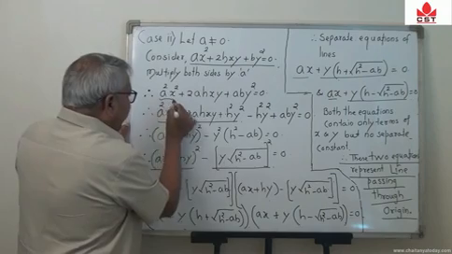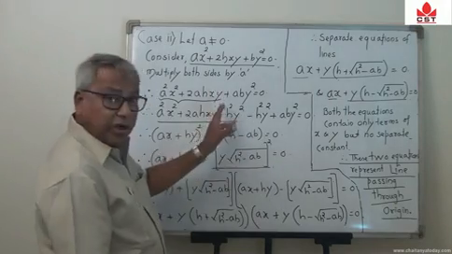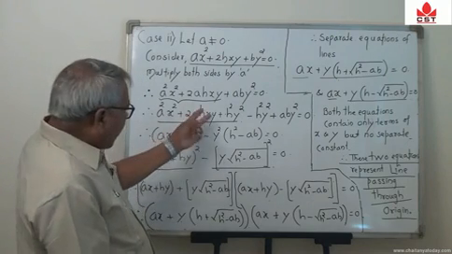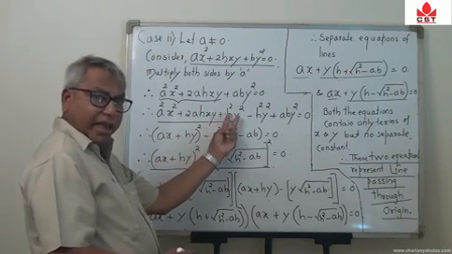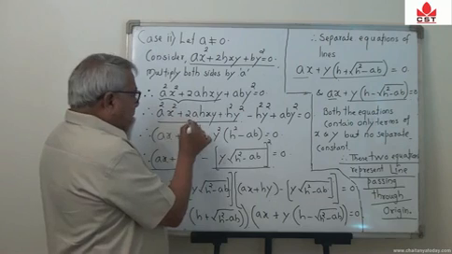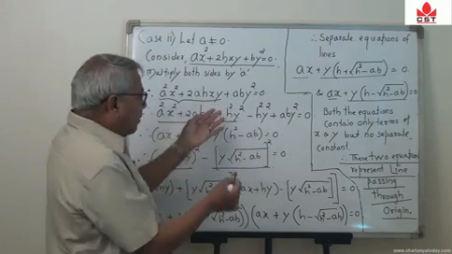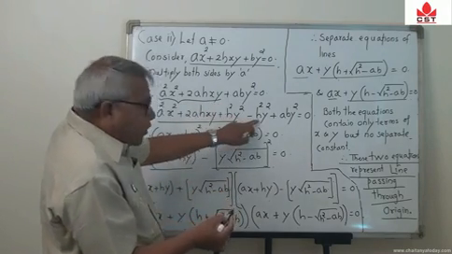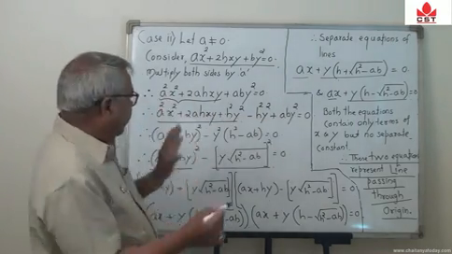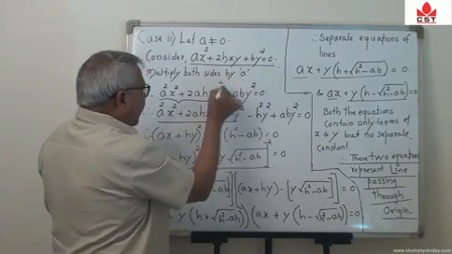So, considering these two terms, to make the complete square I want a third term. Here a square x square is there, so I want only h square y square. I have taken the h square y square to make the complete square. So a square x square plus 2ahxy plus h square y square. But there is no such term, so minus h square y square and plus aby square equal to 0. Same as before, a is not equal to 0, I multiply this equation by a.